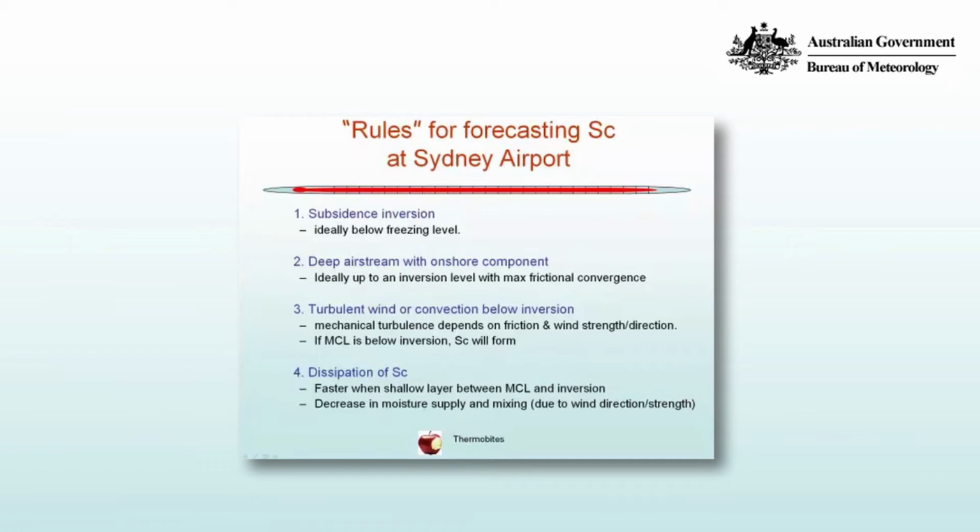Finally, how does stratocumulus dissipate? Well, it dissipates faster when you have a shallow layer between the mixing condensation level and inversion. In other words, the thinner the cloud, the easier it is to get rid of. And also if there's going to be a change in synoptic conditions which decreases the moisture supply and therefore the mixing. So the wind might shift from moist advection to advection of drier air, and that will help mix out the stratocumulus.